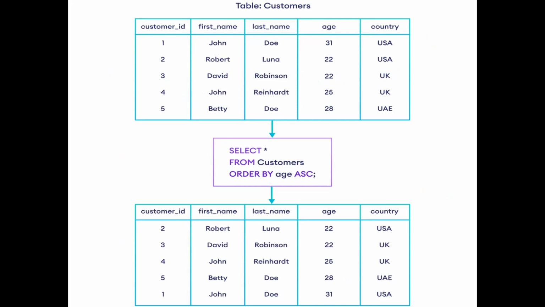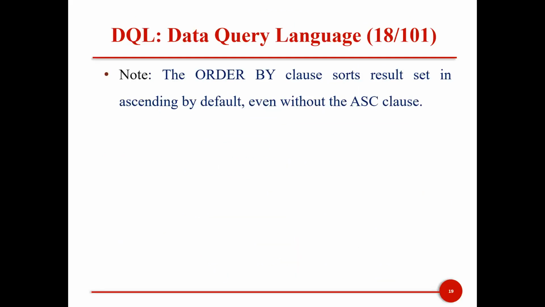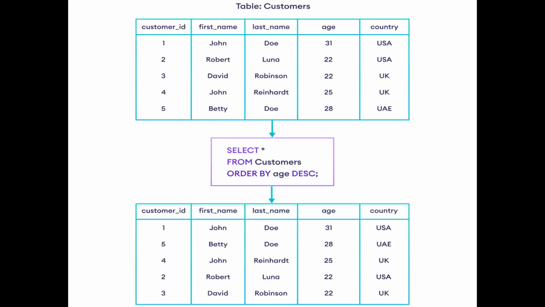You'll find that if you look at their ages here, the 31 will come first, followed by 28, 25, then 22, 22. Let us go and see the result. You'll find that which one comes? 31, 28, 25, 22, and 22.